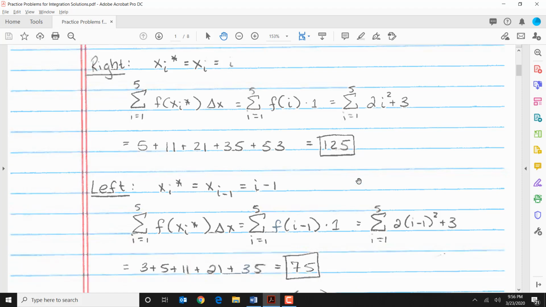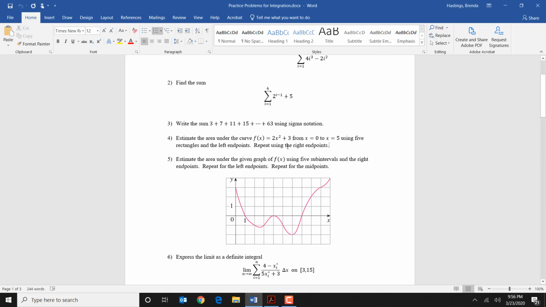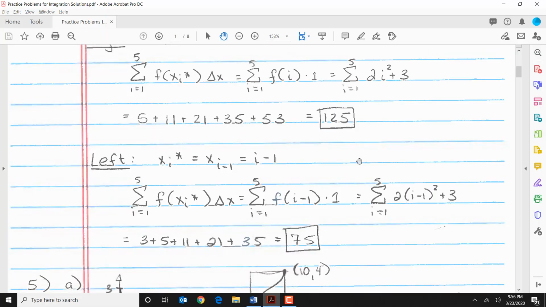So we're estimating that the area under the curve of 2x squared plus 3 from 0 to 5 is obviously going to be somewhere between 75 and 125, right? Our left endpoints gives us an underestimate, and our right endpoints give us an overestimate. So we know that the actual area under the curve will be between those two values.